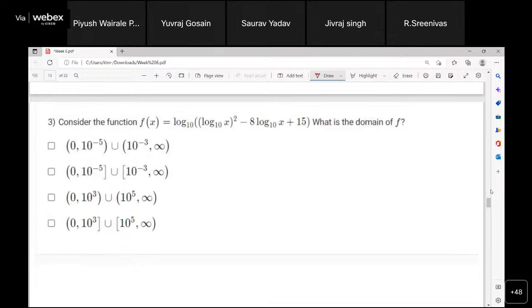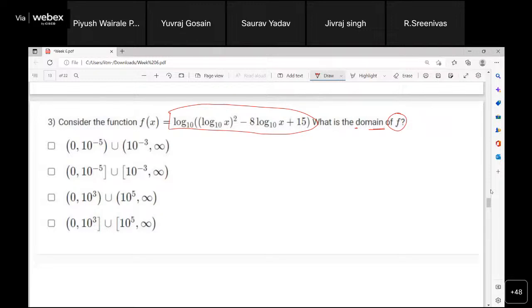So same thing, but here we have to find out the domain of this particular function. In the previous question, we had to find the value which does not fall in the domain. But here we have to find the domain of this function. Tell me how to find it. Anyone? Just try it out.